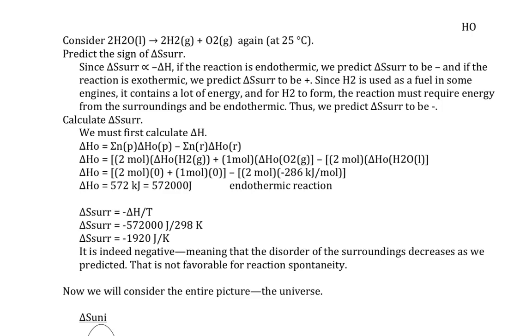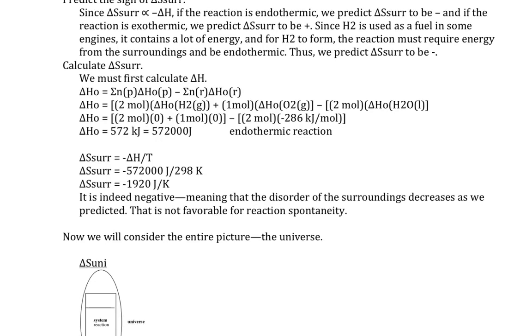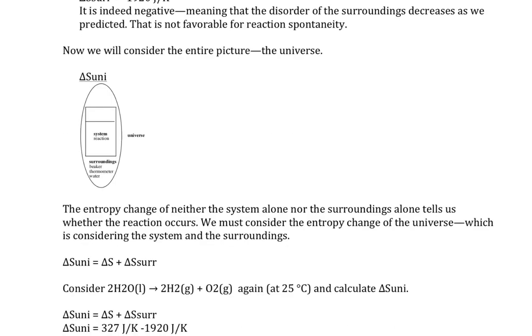Alrighty, so earlier we found delta S of the system to be positive, and just now we found delta S of the surroundings to be negative 1,920, a pretty big negative number. Okay, so now we will consider the entire picture, the universe. So we have the system, we have the surroundings, values, now we'll put them together. The entropy change of neither the system alone nor the surroundings alone tells us whether the reaction occurs. We must consider the entropy change of the universe, which is considering the system and the surroundings. Delta S of the universe is delta S of the system plus delta S of the surroundings.